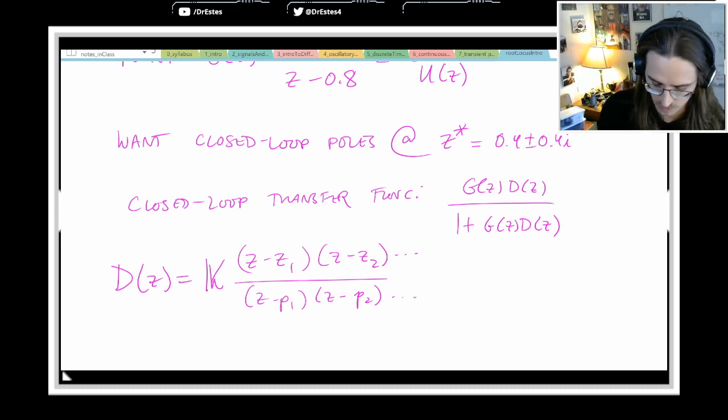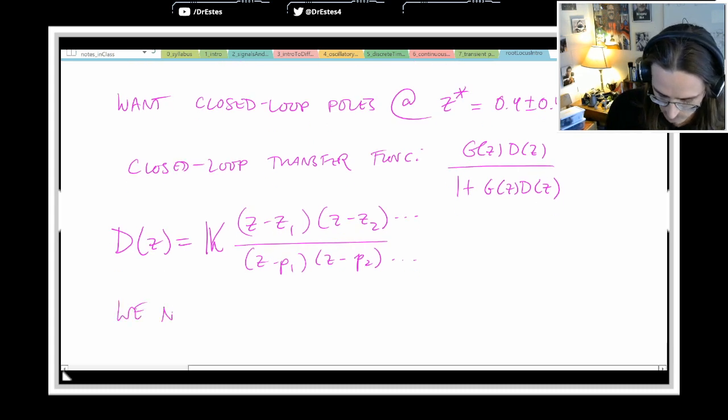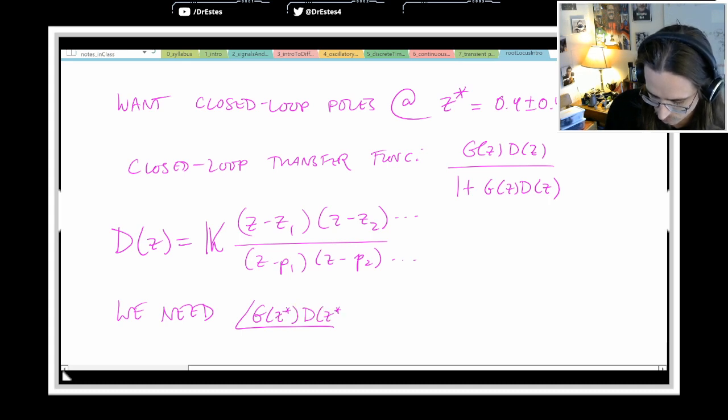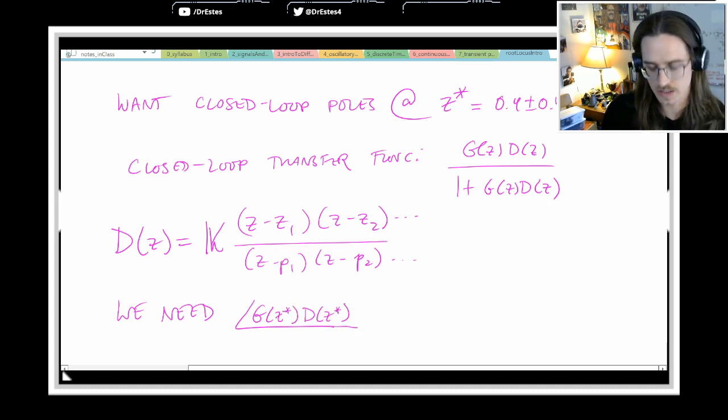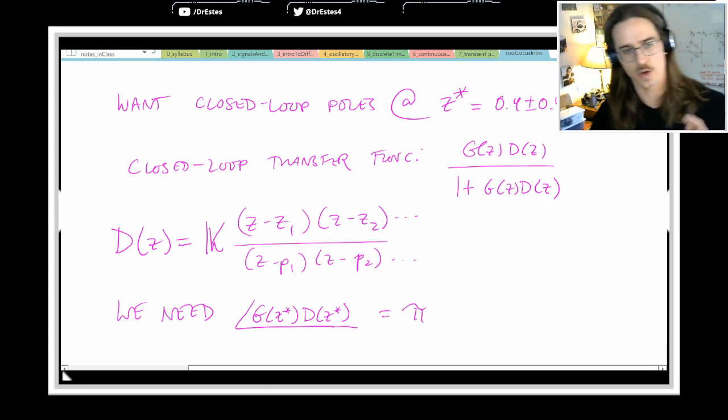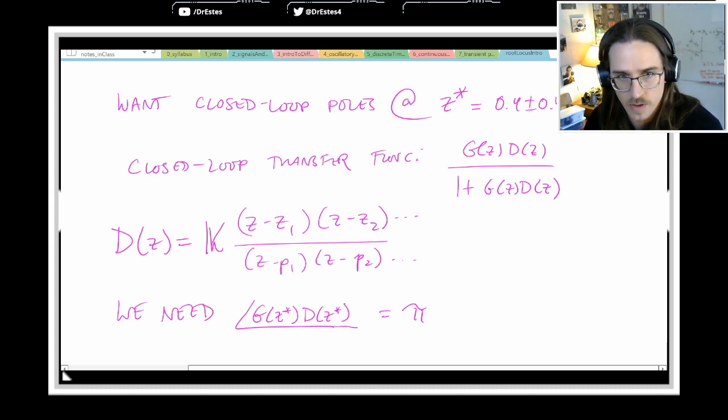All right, so we need the angle of the open loop transfer function evaluated at z star to be equal to pi. That's the only way that z star can be one of our closed loop poles.